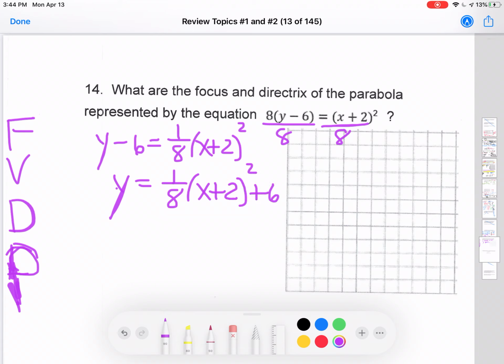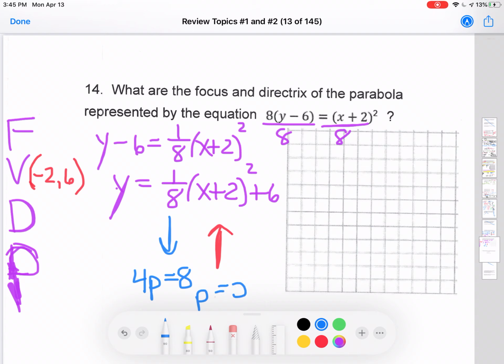Okay, so now I'm solved for y. I can tell the coordinates of the vertex. The coordinates of the vertex, remember it's always the opposite of what's on the inside? So it's going to be negative 2, 6. And remember this is my 4p value. So 4p equals 8. P has to be 2.